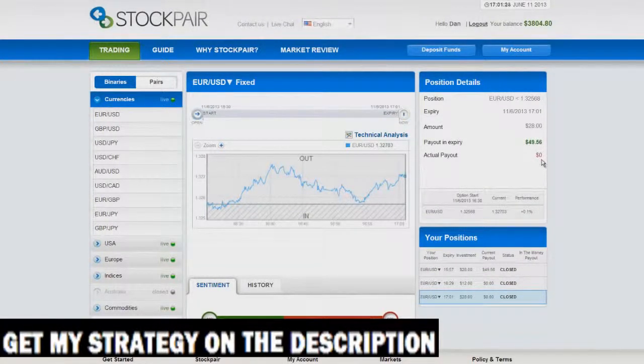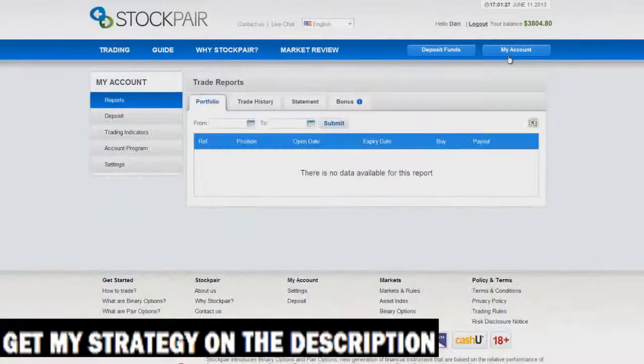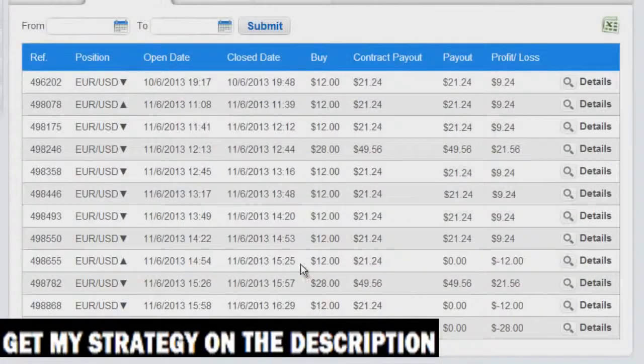We'll click on the My Account tab. We'll click on Trade History. We'll scroll down. We can see the $28 trade. We can see it was indeed a losing trade because we can see that the payout was 0. So immediately, I'm moving on to that next step that we just talked about.